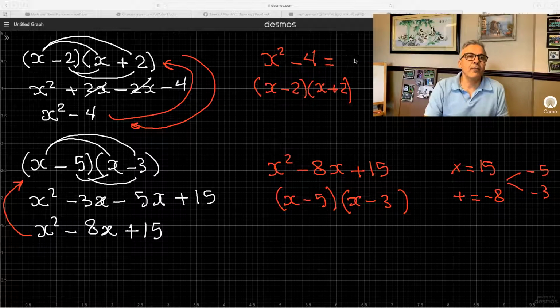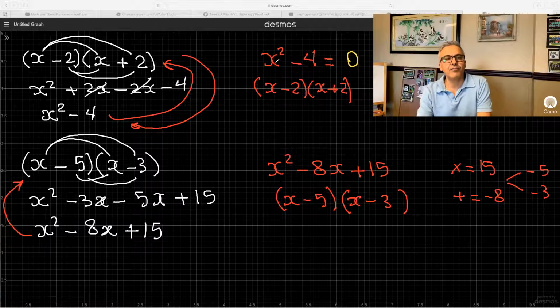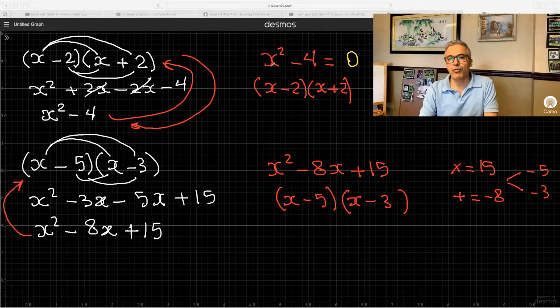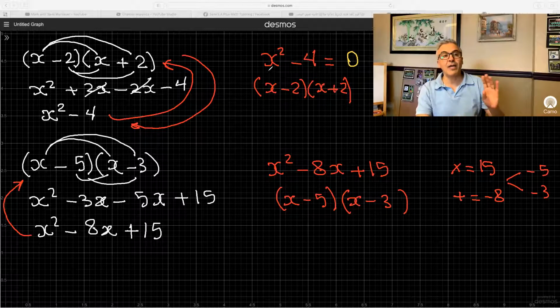So here, if I make this equal 0 and I ask you what x value, if you sub in a number for x, will give you 0. You might be able to see it here and you tell me, yeah, 2, because 2 squared minus 4 will give you 0, because 2 squared is 4 minus 4, and you will maybe miss the -2.